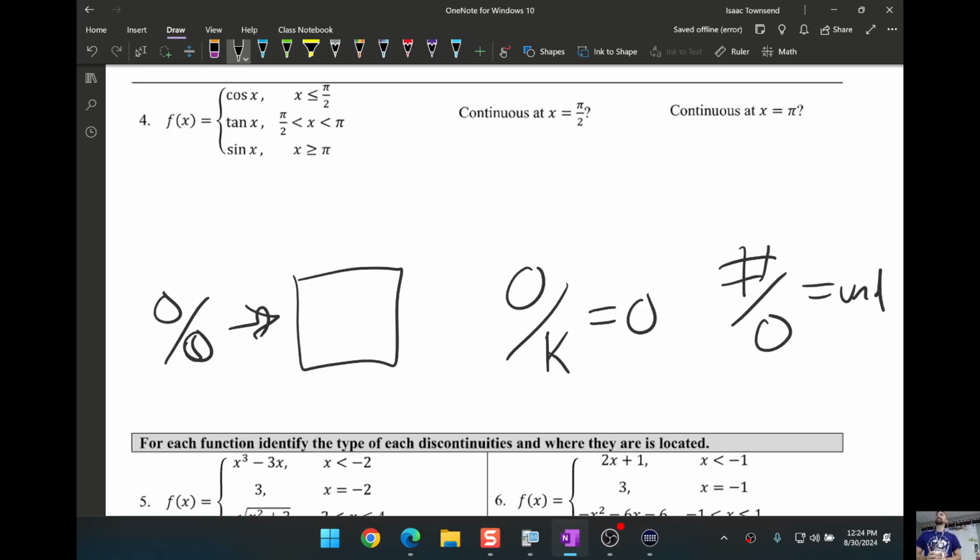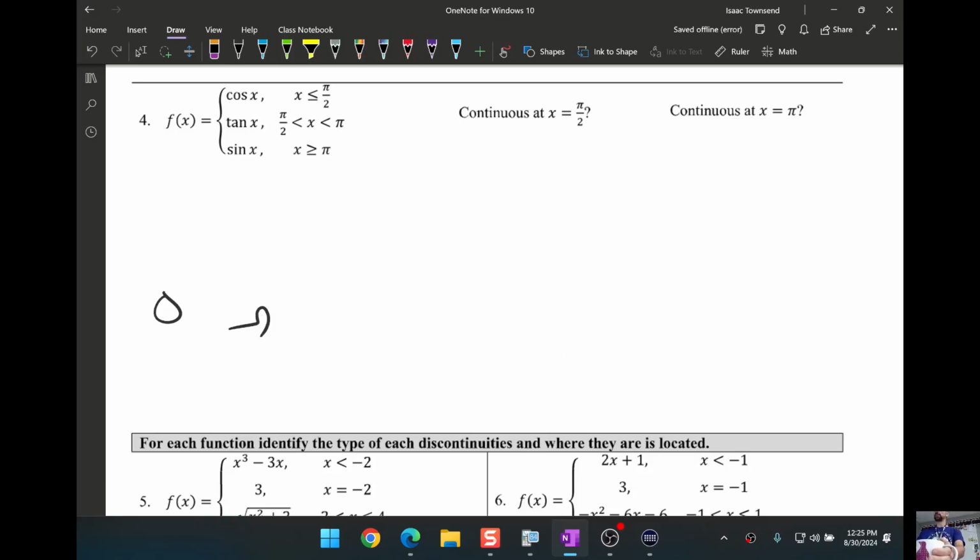So for that, I can just write discontinuity. Discontinuity. Or not continuous, you can say that too. Yeah, would that be infinite, or would that be a jump? Well, the point's not there. So I'd say the point doesn't exist. There's not a point at... Oh, wait. There is in the other thing. Okay, so I need to look at the whole question to be able to answer this.